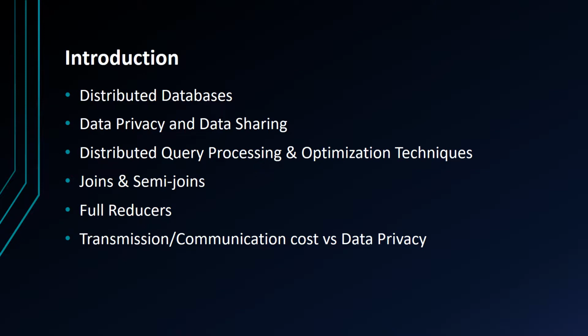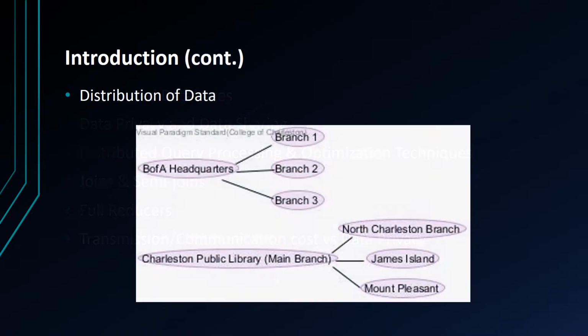So what is meant by distribution of data? Suppose we have a Bank of America headquarters or central office, and it has many branches: one, two, three, up to n branches. And suppose I am a customer of branch one, but it can happen that a database crash occurred in branch one.